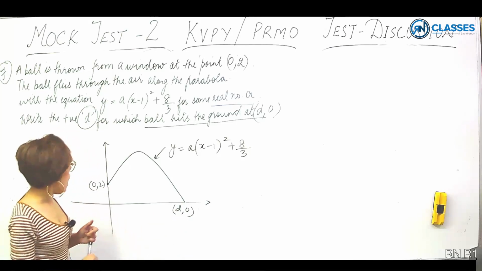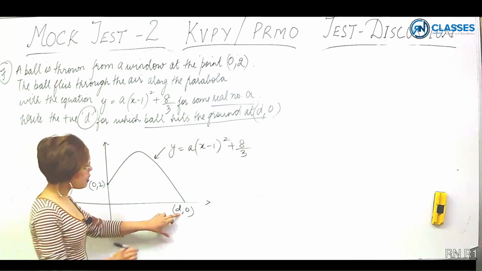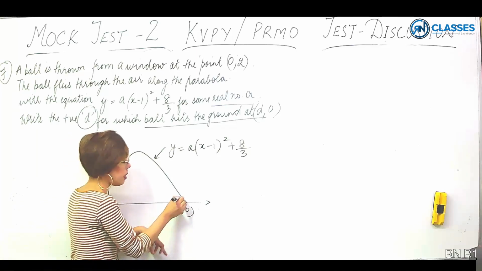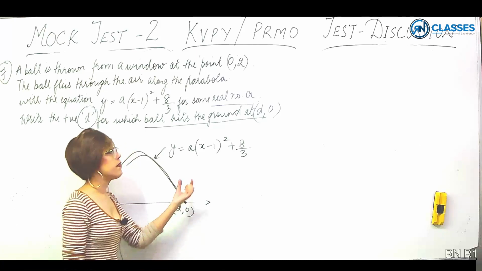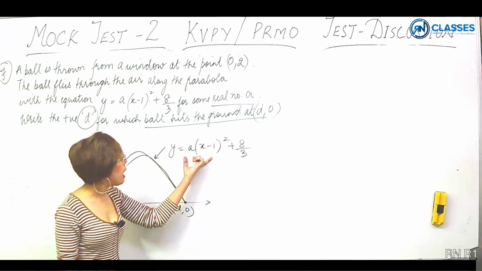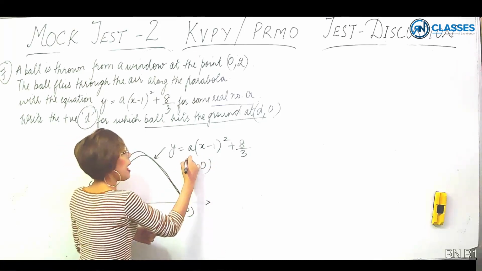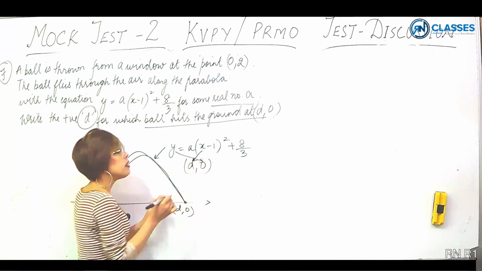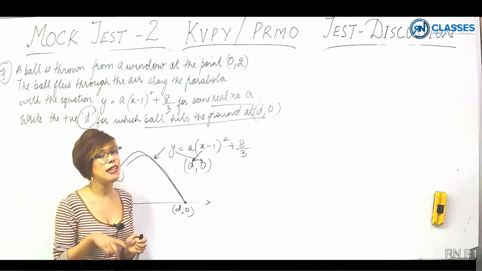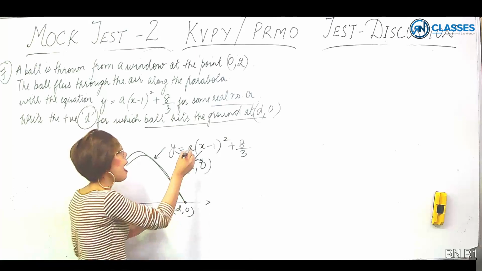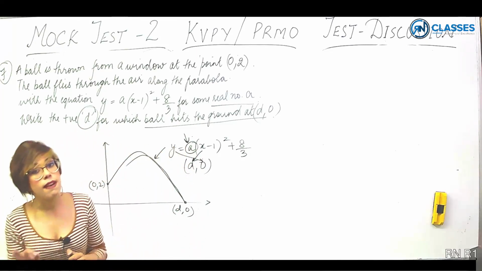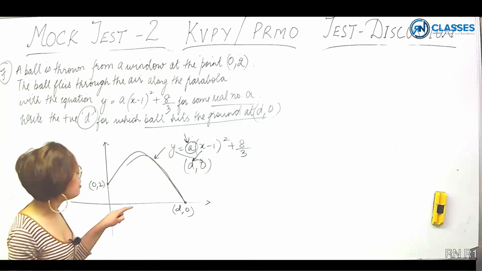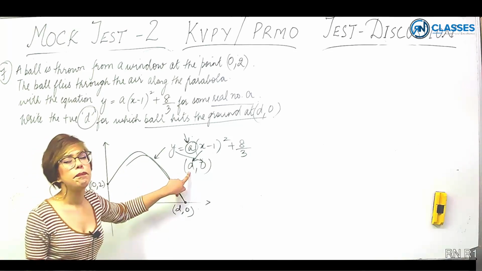Okay, how should I get the value of d? As you can see, this point lies on the parabola. That means this point should satisfy this equation. So if I substitute x as d and y as 0, the equation should be satisfied. But there is one problem. As you can see, we have a variable here which is a. Till the time I do not know the value of a, I will be unable to ascertain the value of d.